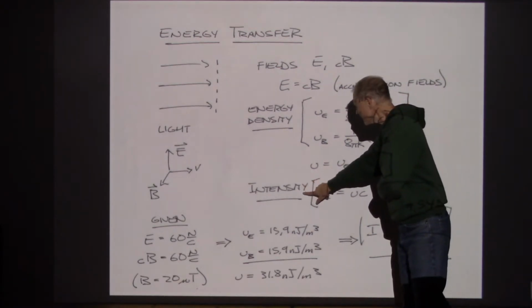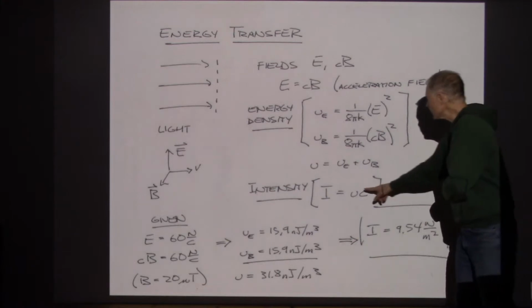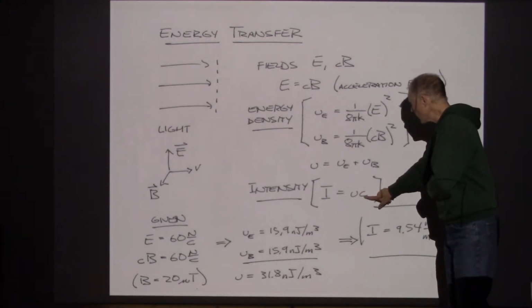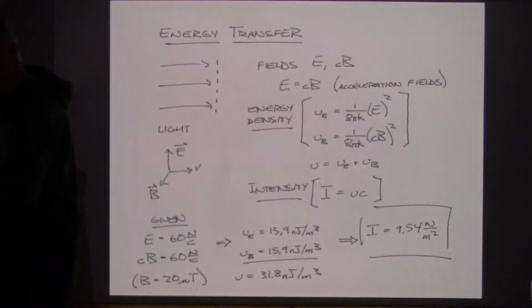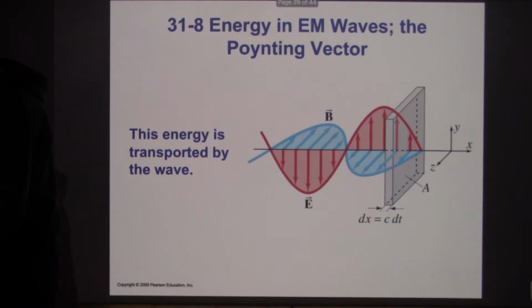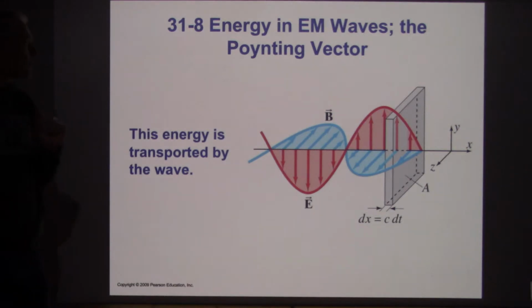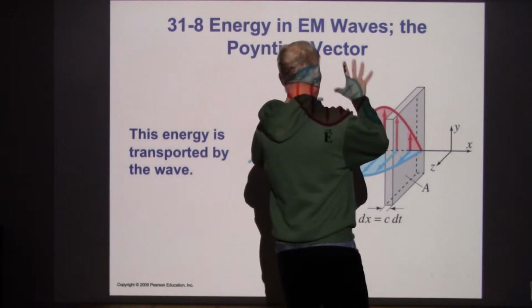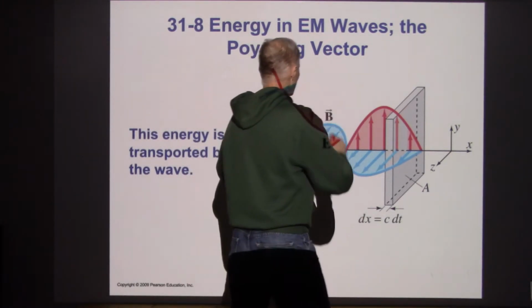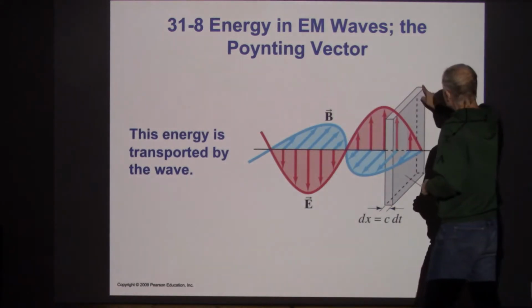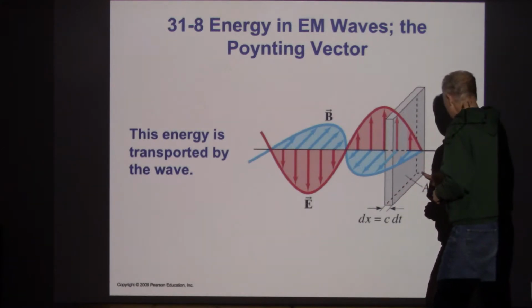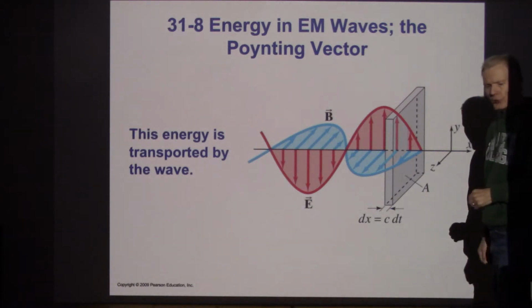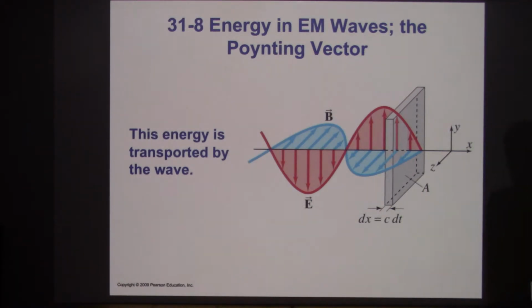Now the intensity consists of an energy density times a velocity. And that is a formula that can be derived from this picture. What we're saying is, let's stop the picture, let's freeze it, and then calculate the energy at a given instant within this volume. And then we'll say, what's the intensity given by?